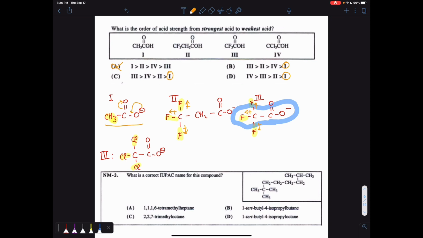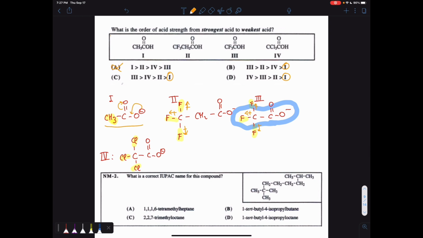And here they're trying to trick you, because some people will number them wrong, right? Because some people confuse the small and the big sign. But you should always look at the question again. So what is the order of acid strength from strongest acid to weakest acid? So they're saying this is going to be the weakest acid.